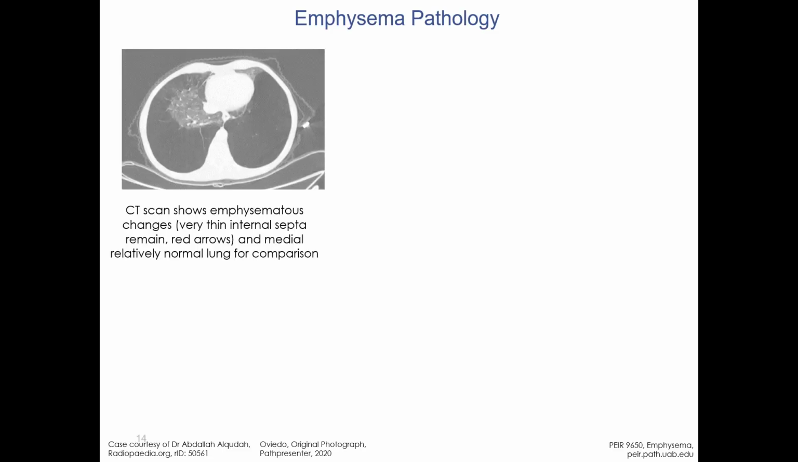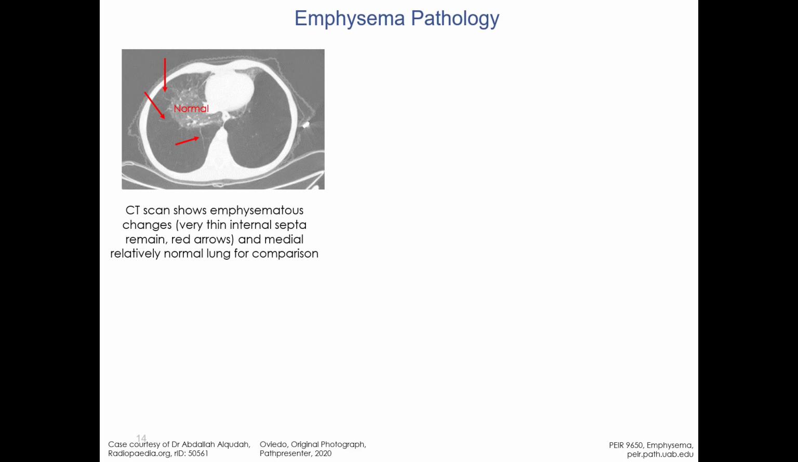Let's take a look at the pathology. Here is our CT scan. This CT scan has a lot of dark areas, which means there has been parenchymal loss. You can see the remaining internal septa here, here, and here. There is a portion of normal lung medially for comparison.